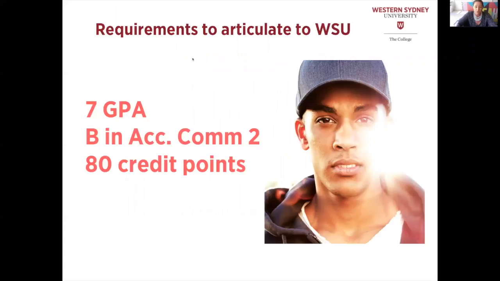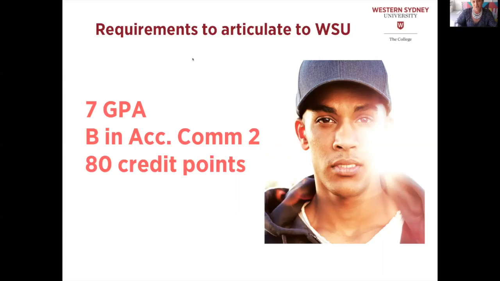If you're wondering what you need to articulate to university, there are 3 criteria that you need to follow. First, you need a 7 GPA, which is approximately a C+ across all your units. Secondly, you need to get a B in Academic Communication 2. And finally, you need to have received 80 credit points. That is, attempting all units and not receiving a fail or an absent fail in any of those units. If you tick all those 3 boxes, then you should be able to wait with a smile for your confirmation letter from the university.